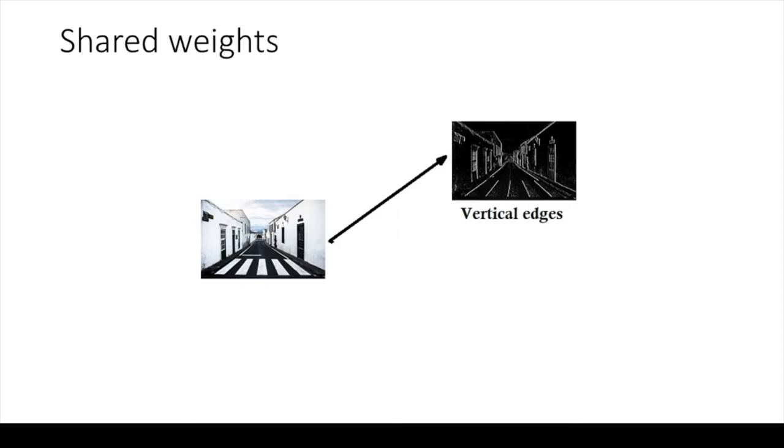It is useful to apply the same feature detector everywhere in the image. This allows convolutional networks to achieve translation invariance of images. So if you change the picture of a house a little bit, it is still the picture of a house. The shared weights and bias are said to define a kernel or filter.